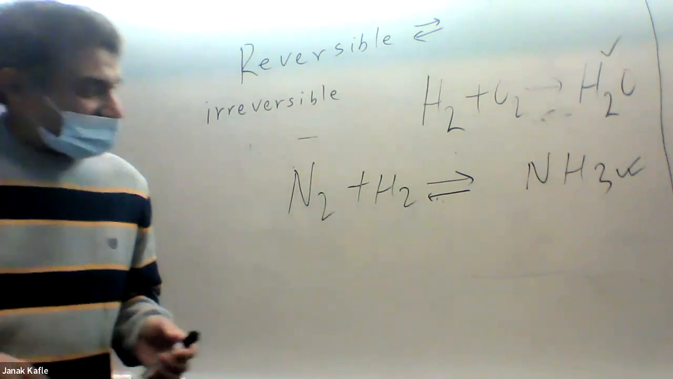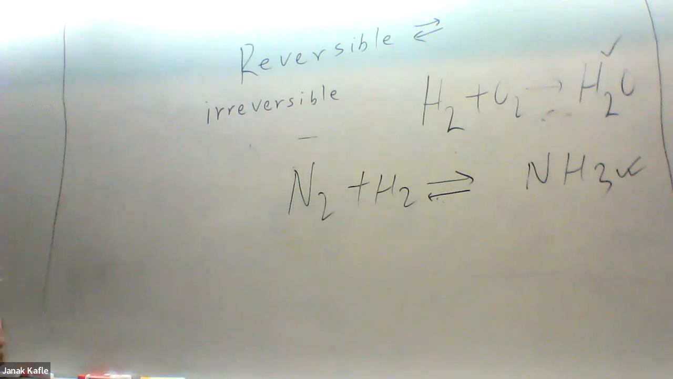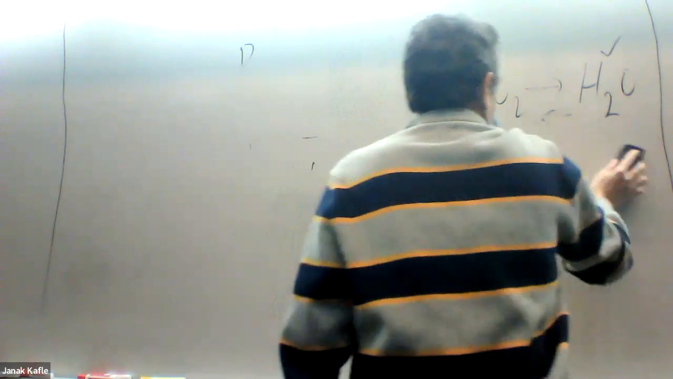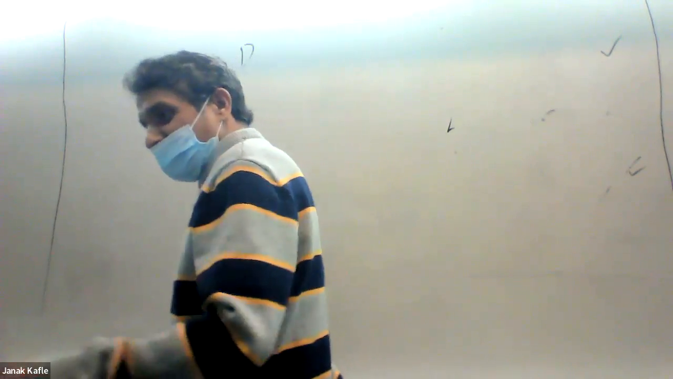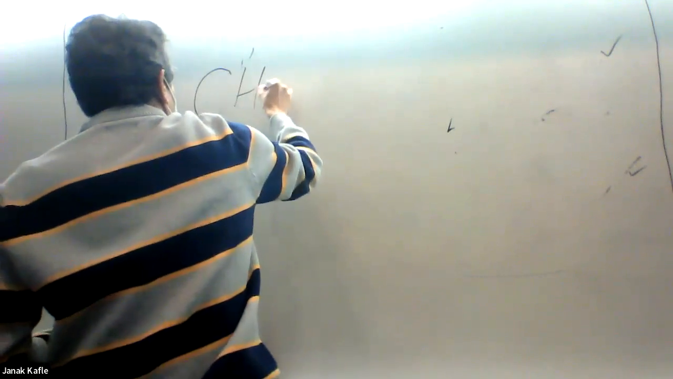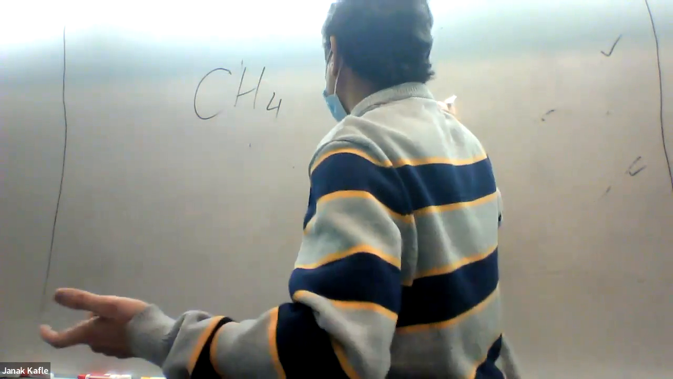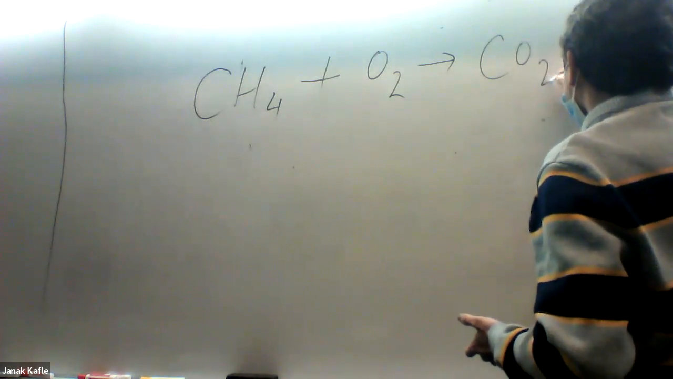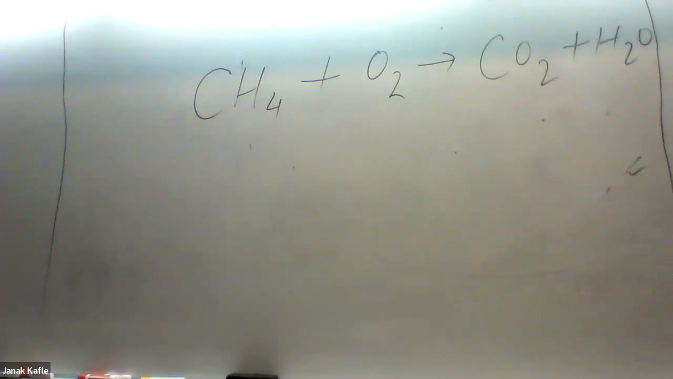Let's write one reaction here. I'm in the lecture 2 slides of chapter 3, in slide number 8. So this is methane gas. It's like the gasoline we put in a car, and then we burn this with oxygen, and it gives carbon dioxide and water.